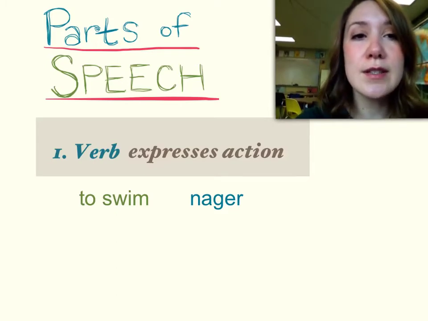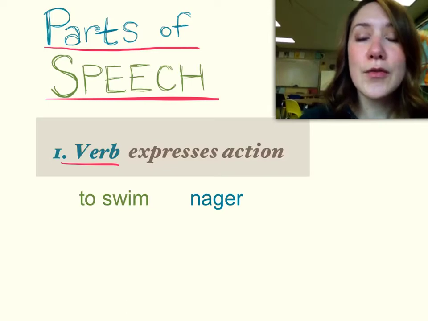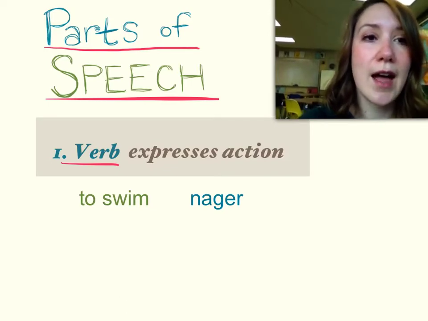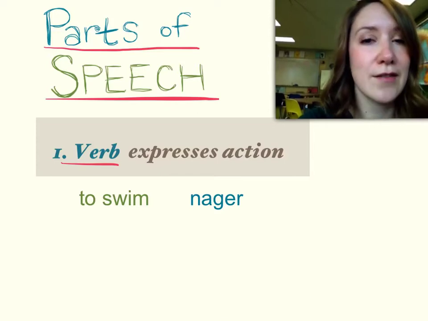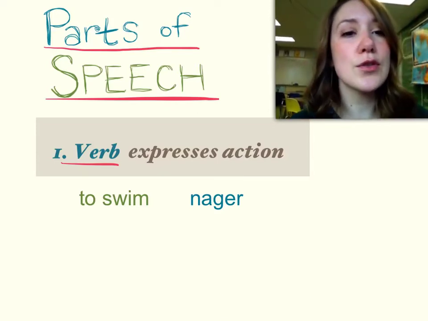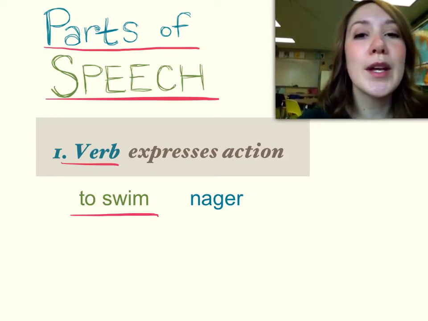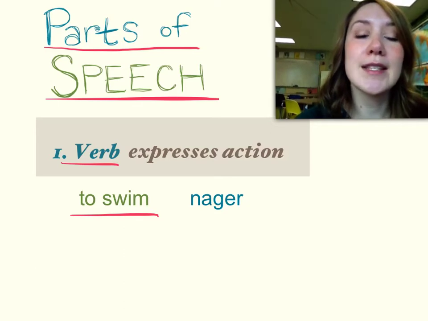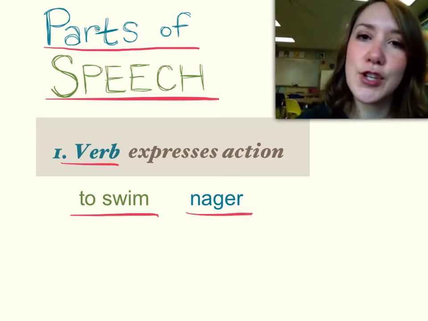So the first part of speech is the verb. A verb expresses action, and a lot of times this is considered the most important part of a sentence. So an example of a verb in English is to swim. That's an action. And in French, we could say the same thing. The way to say to swim in French is nager. Nager.